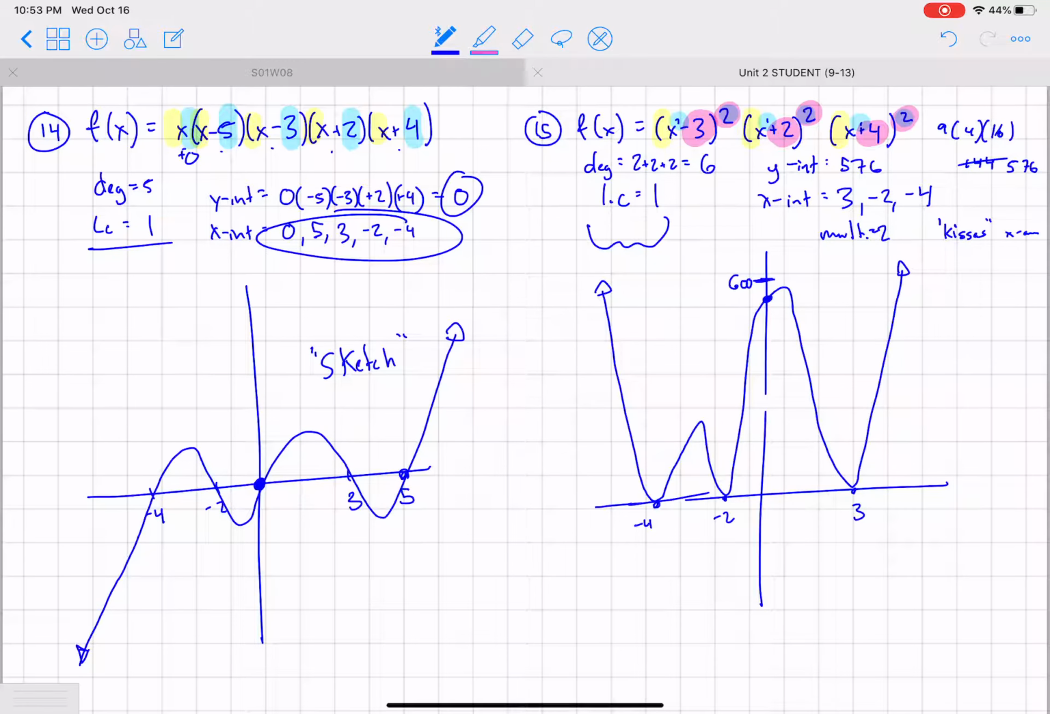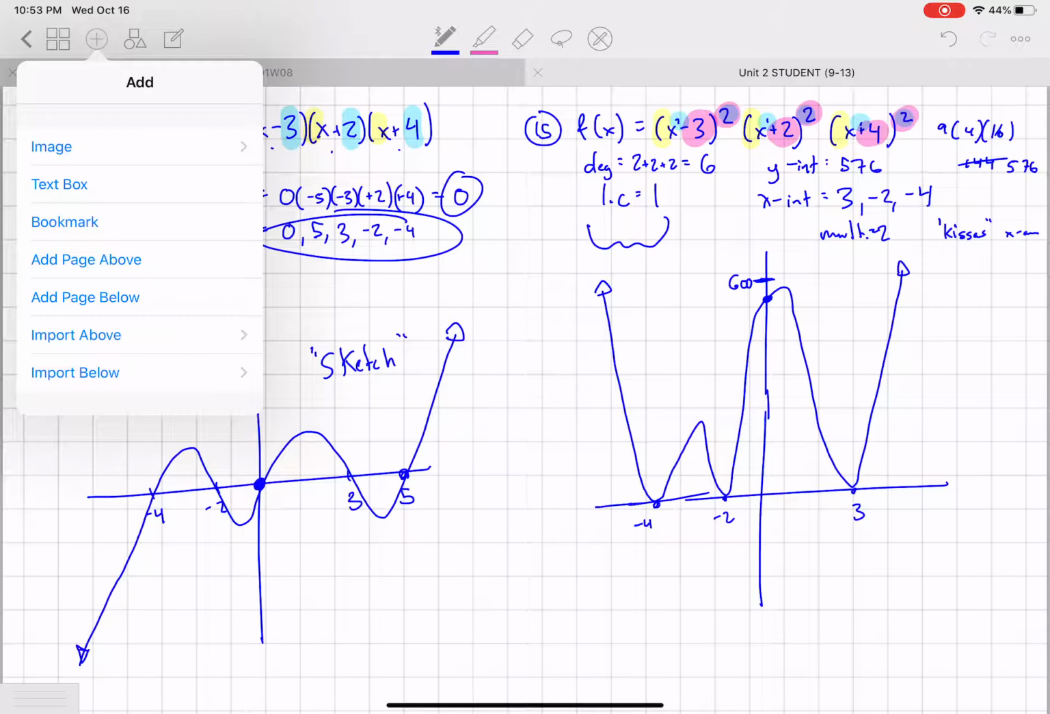Again, this is just a sketch. Probably not that similar to what it looks like in our graphing calculator, but that is our best sketch. All right, so let's move on to the next problem.